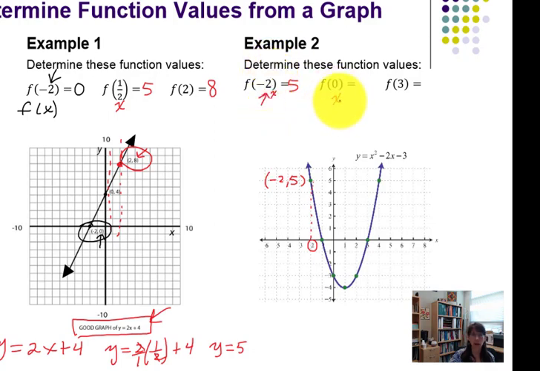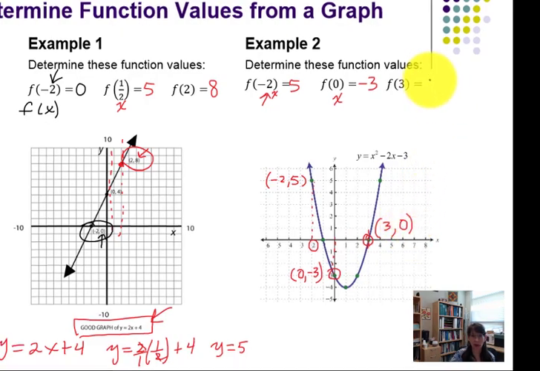F of 0 means I'm looking for the x value of 0. And we go down, here's where we find it at -3. So 0 for x, go down 3 for y. The output is -3. Looking for f of 3, you can see it's right here on the graph. So we went 3 units to the right, but then we didn't need to go up or down anywhere. So 3 units to the right corresponds with 0 for the y value.